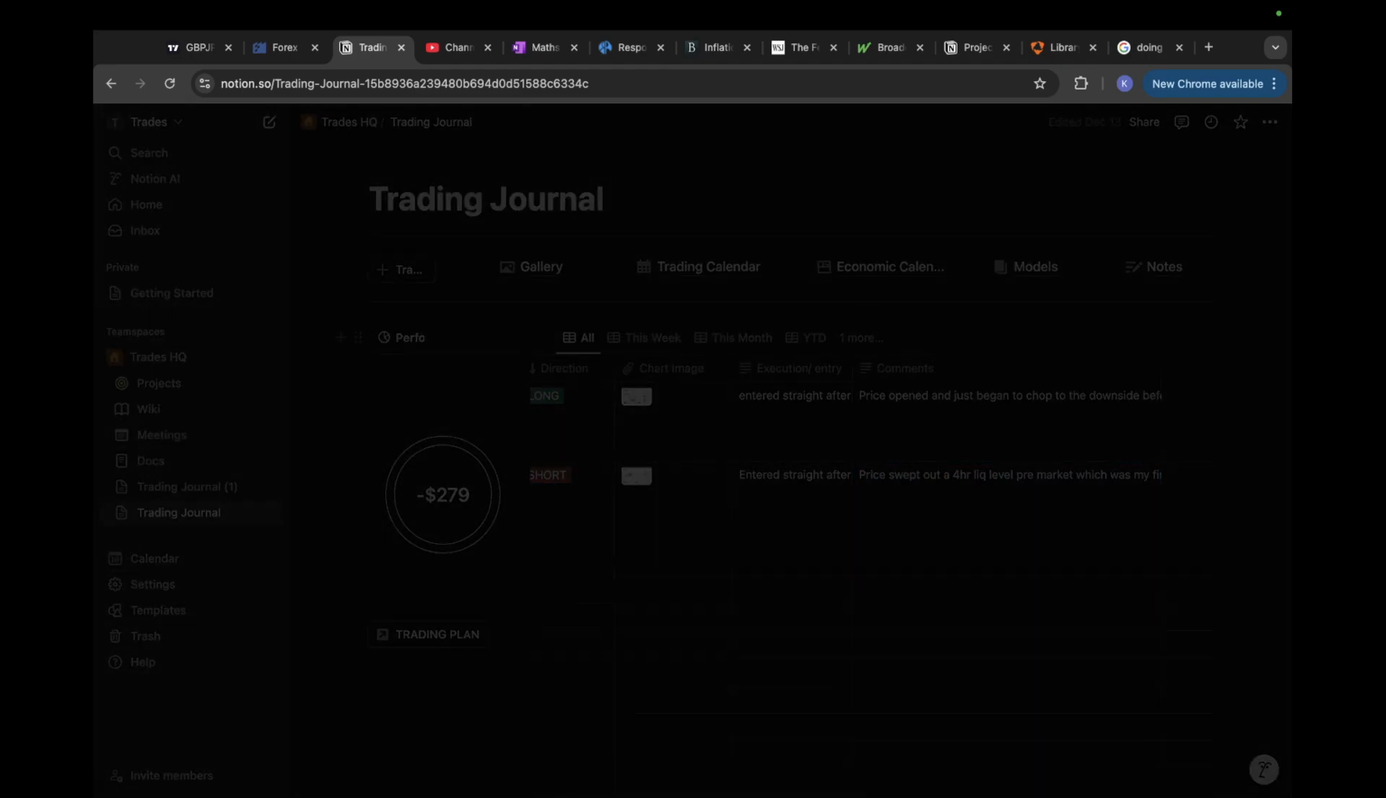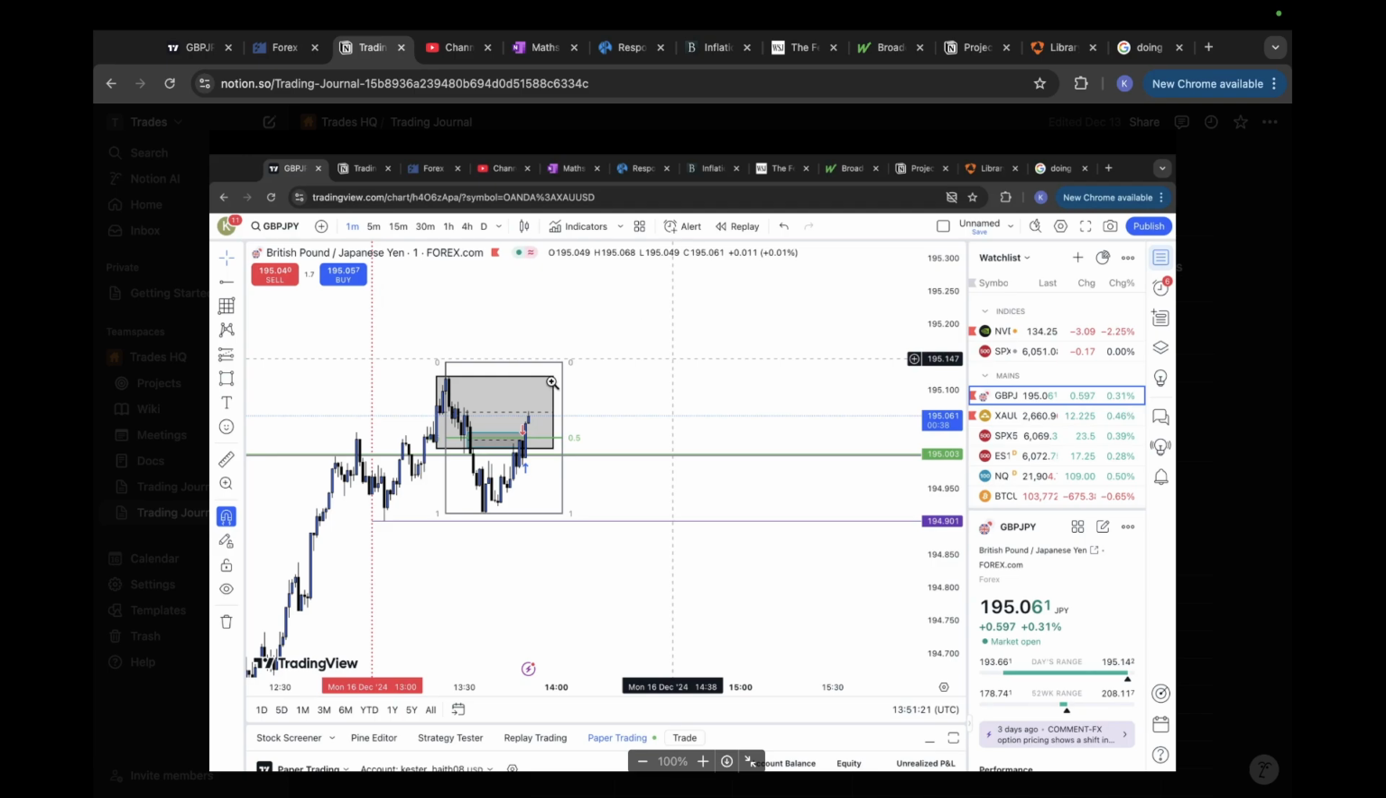When you can see, this was a trade that I took. I got stopped out pretty much instantly. You can see here that we already went into this liquidity level pre-market. So this is not a trade that I should have been taking. I shouldn't have been looking for shorts, because we already came into liquidity pre-market, already took out a bit of it, got a bit of selling pressure.